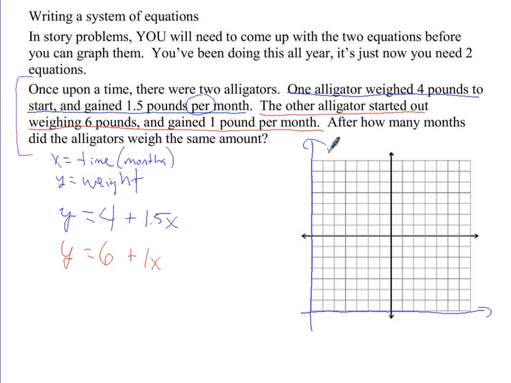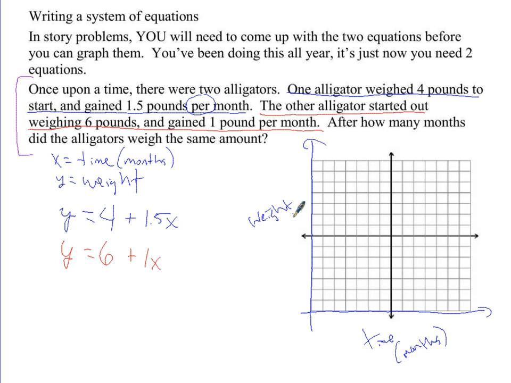What goes on the x-axis? Yeah, time. That's months. Okay, and then on the y-axis is the weight. The reason that I'm doing that is because I don't have any negative numbers. And remember, if you're dealing with a story problem, there are labels that you have to put on things. So make sure you're doing that. We know how to do that. We've been doing it all year.